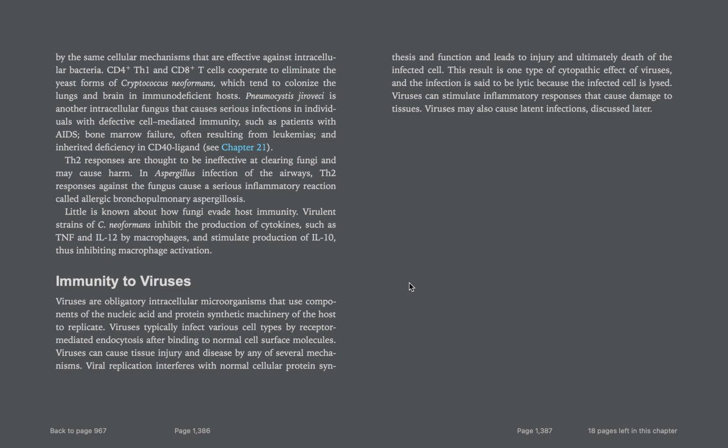Viruses can cause tissue injury and disease by any of several mechanisms. Viral replication interferes with normal cellular protein synthesis and function and leads to the injury and ultimately death of the infected cells. This results in one type of cytopathic effect of viruses, and the infection is said to be lytic because the infected cell is lysed. So viruses can stimulate an inflammatory response and cause damage to tissues. Viruses may also cause latent infection, discussed later.